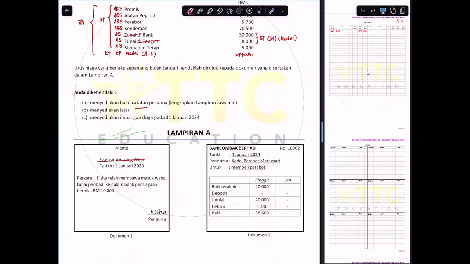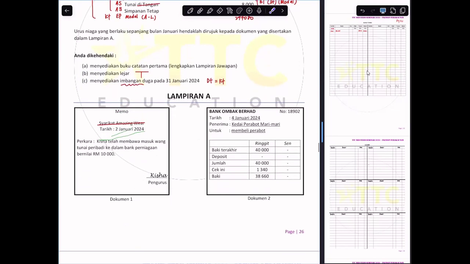Ledger means a T-shape, where we have debit and credit. We call it an account, an official account. Then after you close all the accounts, get the balance of each account and list them out into imbangan duga, making sure debit equals credit. But I don't think we have enough time to do B and C. But it's fine, we can continue in the class. We will learn it in the class.